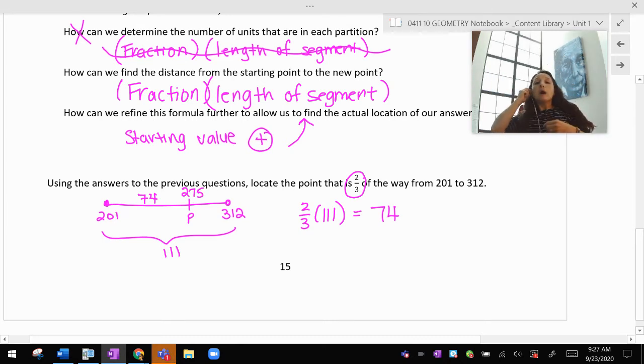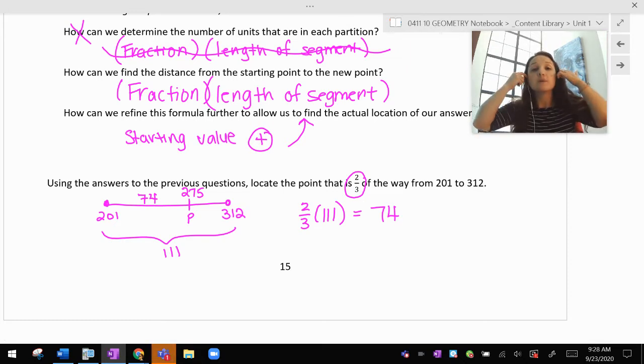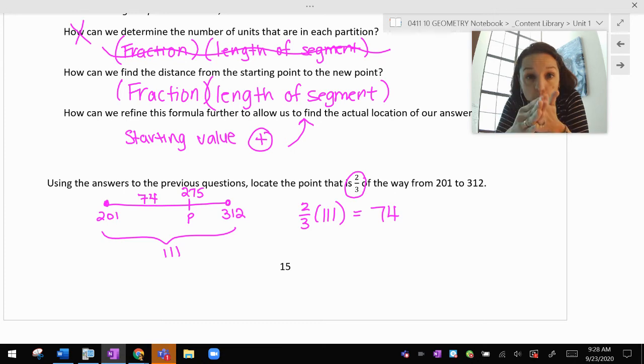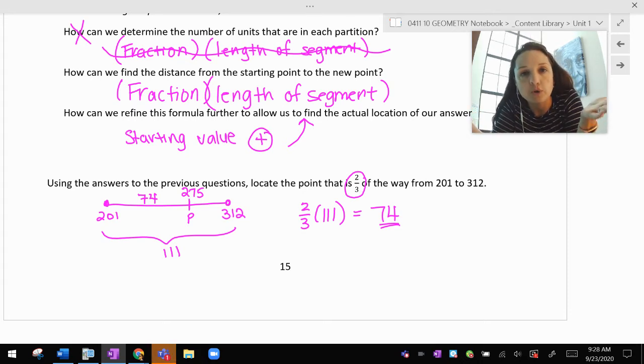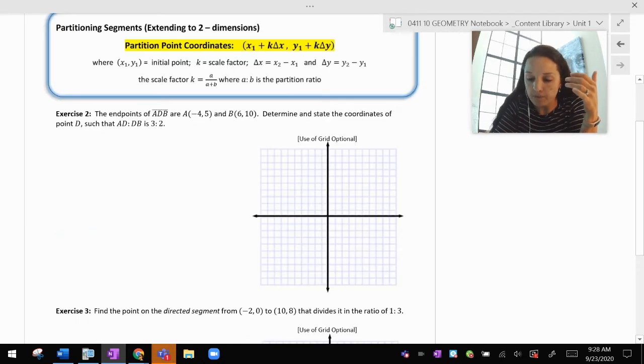Now, I do not want you to think of this process as something you need to memorize. I want you to just think it through, okay? We got 74. That can't possibly be my final answer because 74 isn't between 201 and 312. That's how I knew I had to do something else. And that's what I want you to apply to the next couple problems we're going to do.